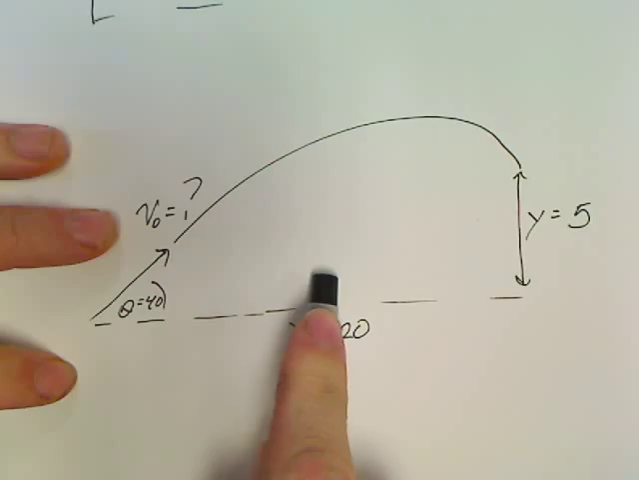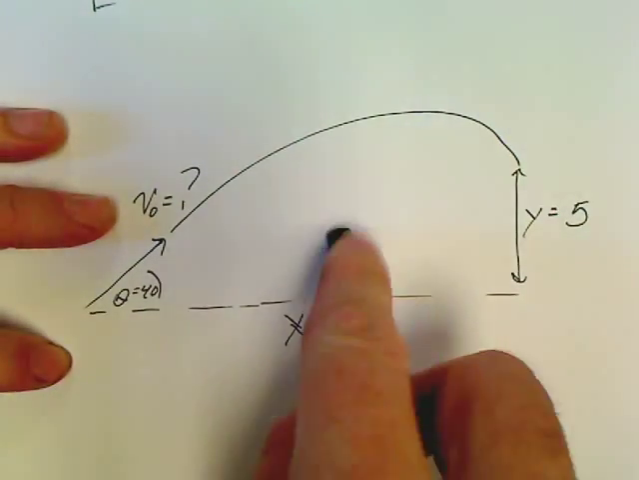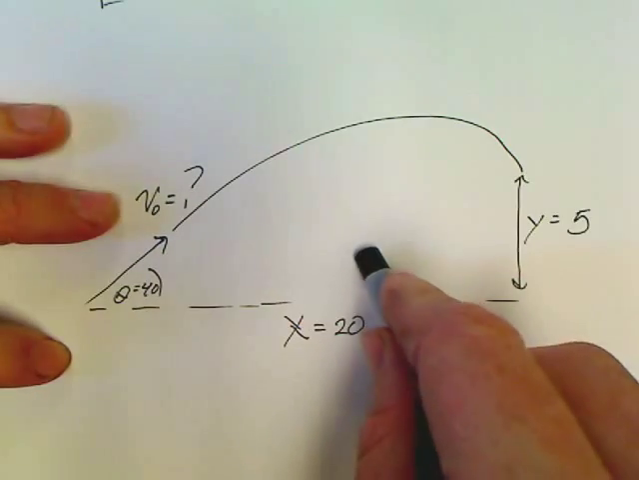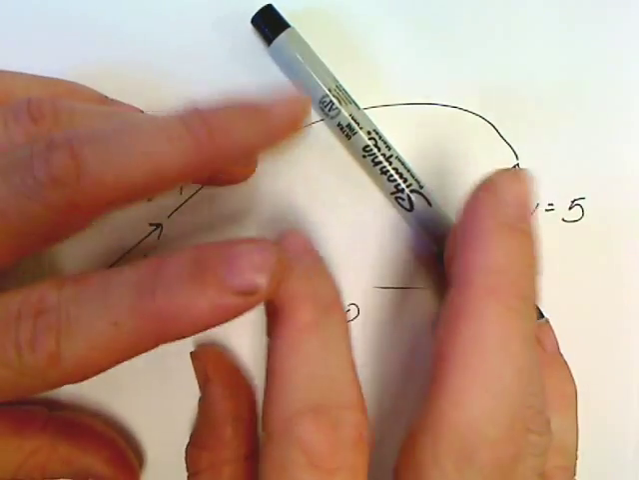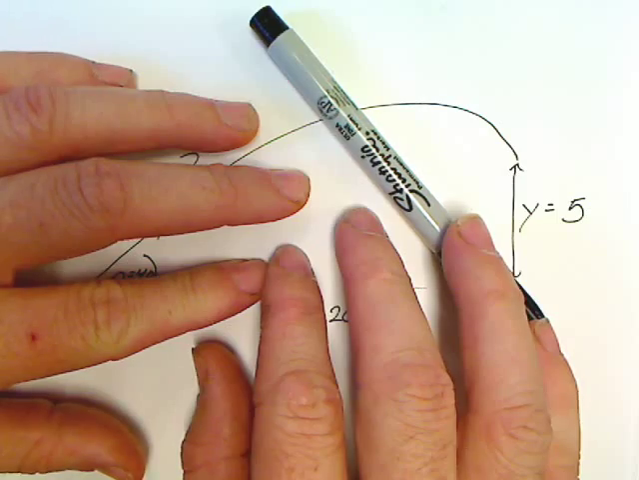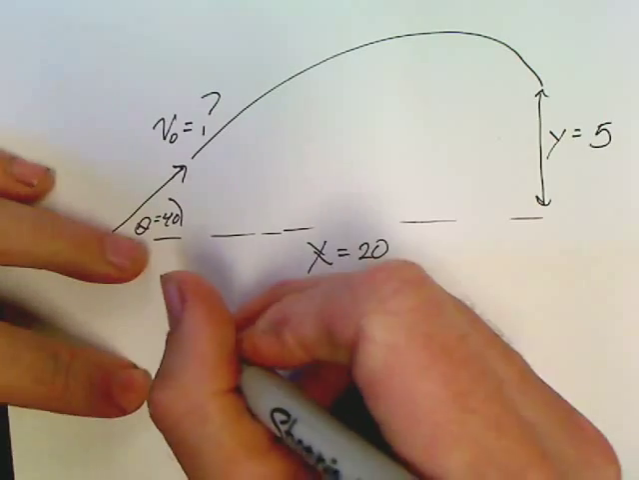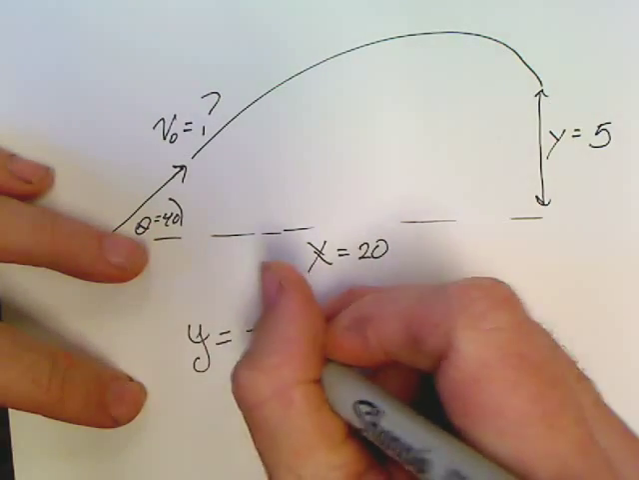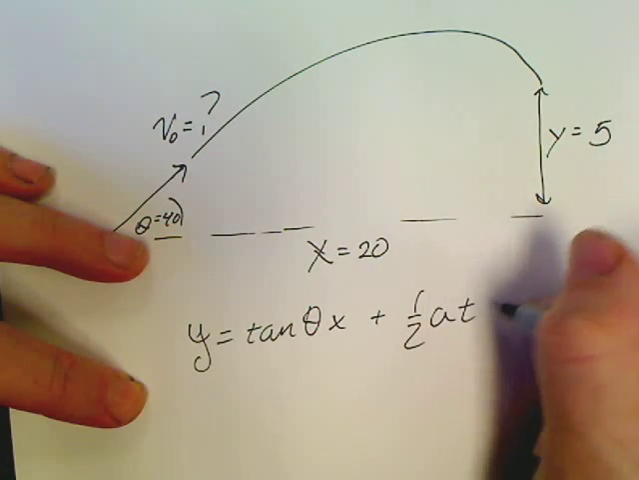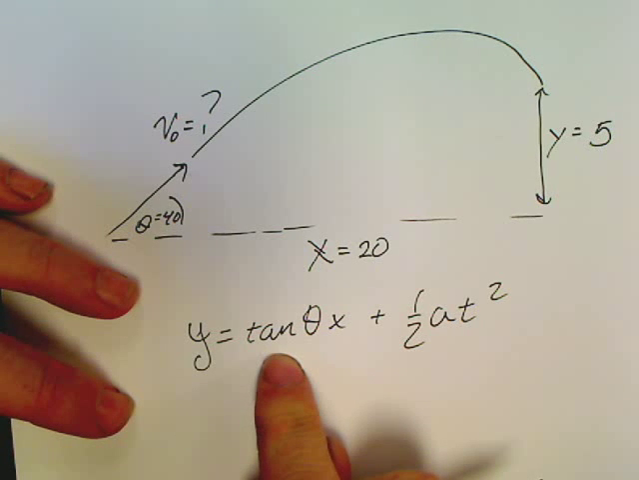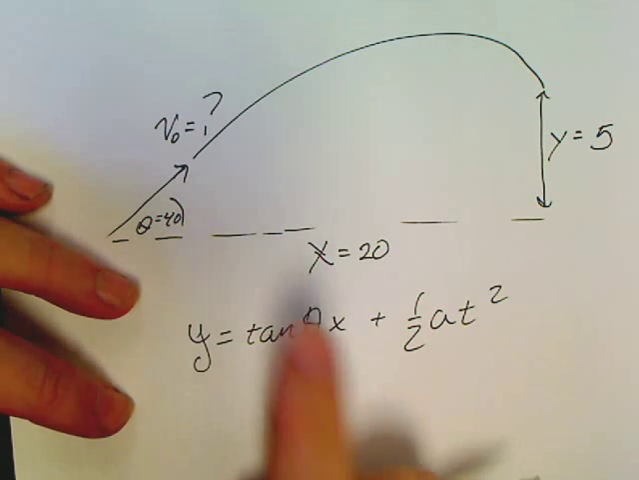I will leave you with that, and I will come back with a projectile part 2 review video where we work this problem. There you go. Take a break. You try and figure it out. Are you done yet? Well, if you came up with y equals tangent theta x plus 1/2 at squared, you're doing very good. I guess we'll wait till the next video.